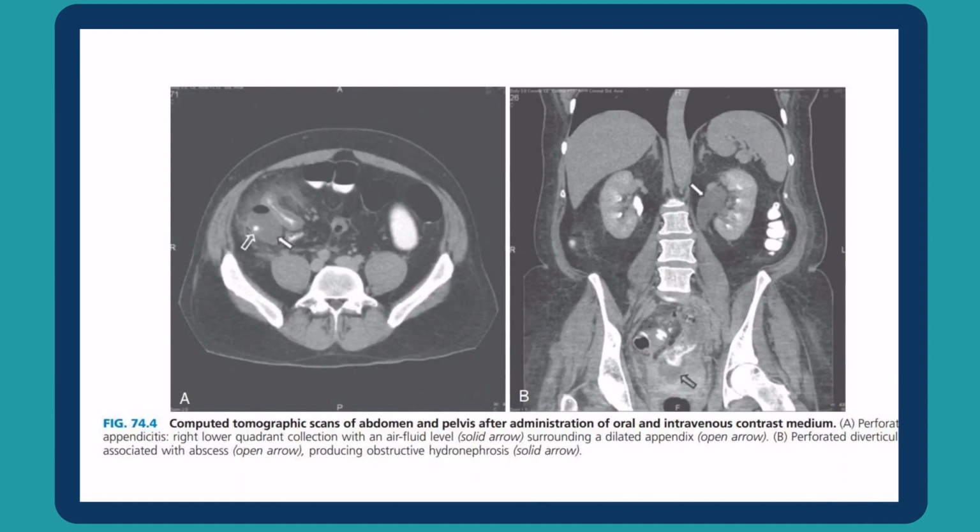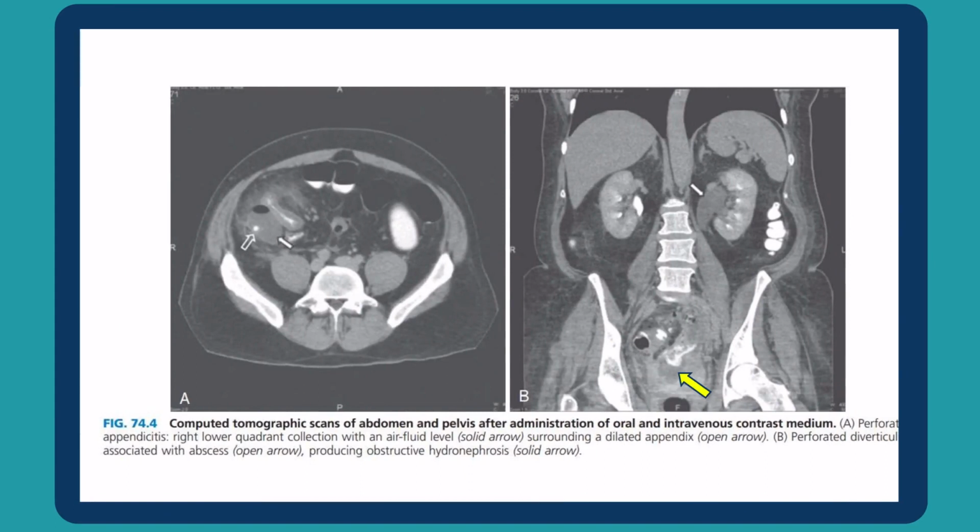So this is an example of an intraperitoneal collection. In figure A, you can see there is an appendicitis with an air fluid level, that is the collection over there. In figure B, where the arrow mark points is a diverticulitis with a collection, and because of that there is obstruction which has caused an obstructive uropathy on that side of the kidney.